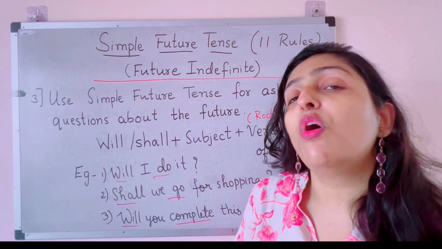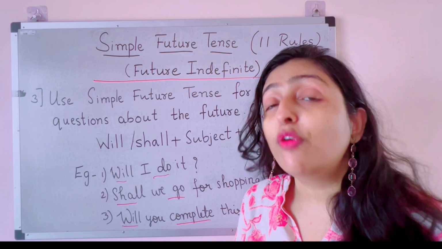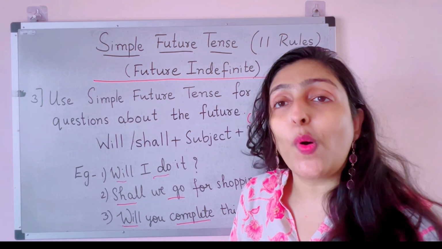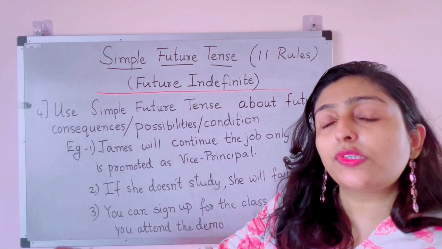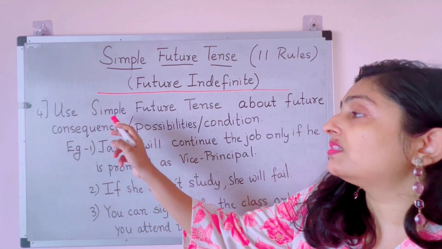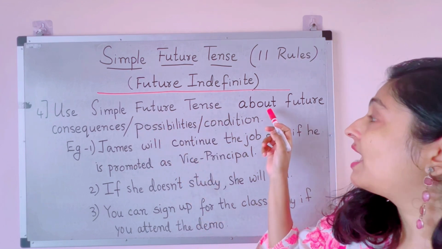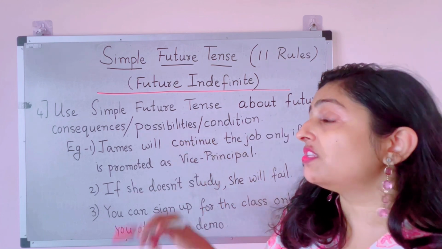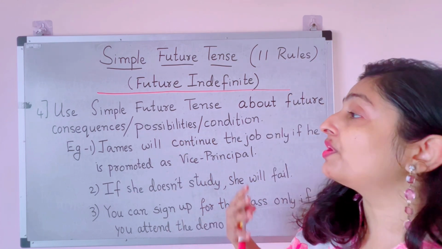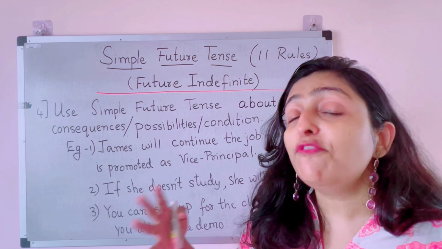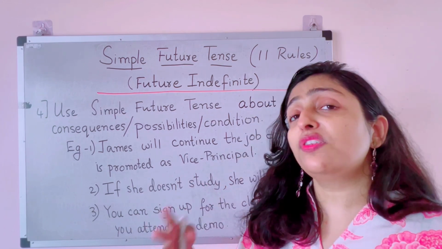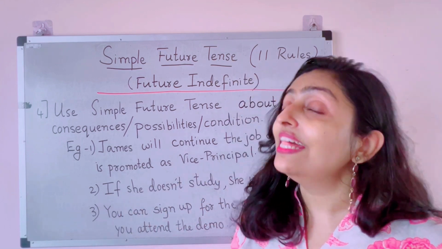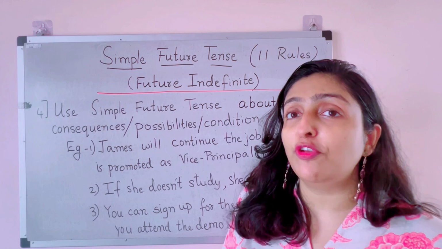So you can frame your predictions about the future as interrogative sentences also. Let's move on to the next rule. Next is rule number 4. Use simple future tense about future consequences, future possibilities, and future conditions. If you are laying forth any condition which is going to have a consequence and effect in the future, then you can use simple future tense.